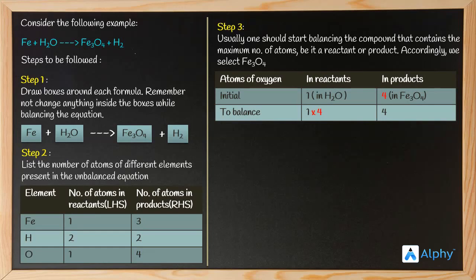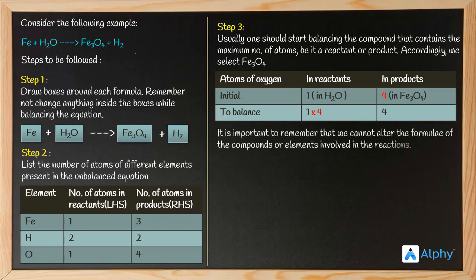Now how to write this 4? Should we write it in coefficient form or in subscript form? Let's understand. It is important to remember that we cannot alter the formula of compounds or elements involved in the reactions. So we cannot manipulate anything inside the box, right? For example, we can write 4H2O but not H2O4. Remember, while balancing the equation, we can only perform multiplication and division of coefficients and not addition and subtraction.